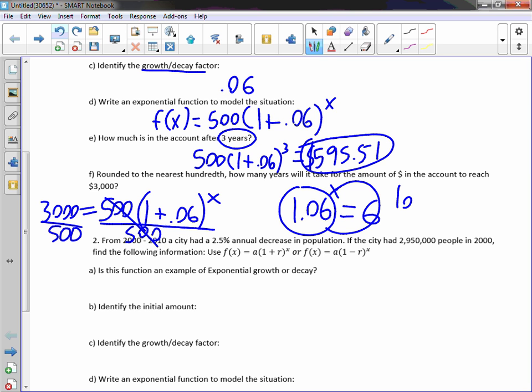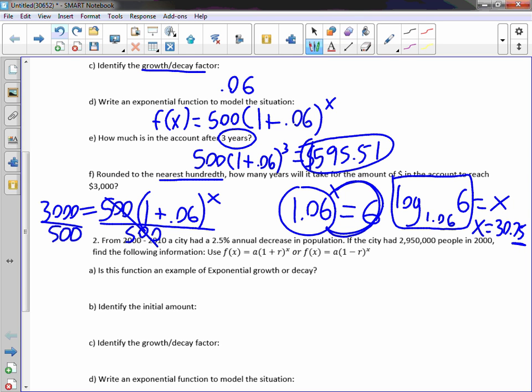So I get log little 1.06, follow our snail around of big 6 equals, follow it around to x. We punch this piece in the calculator, we get x equals 30.75. Because it says nearest hundredth, that's 2 decimal places. So this is our final answer, x equals 30.75. Let me erase some of this so we could see our next question.